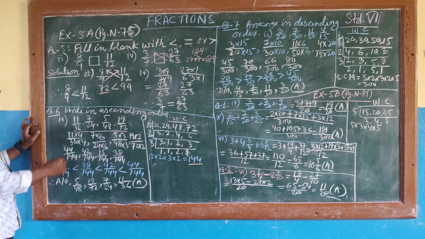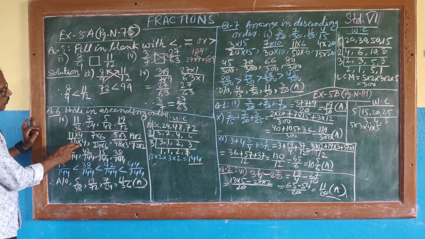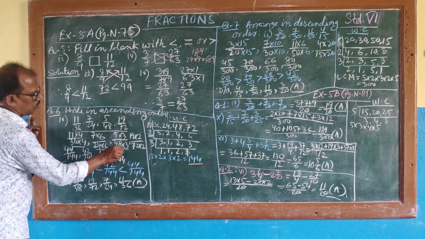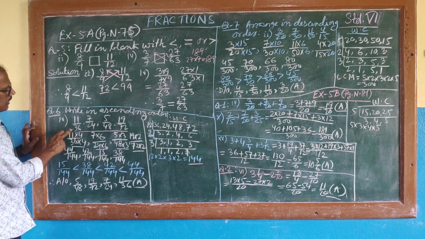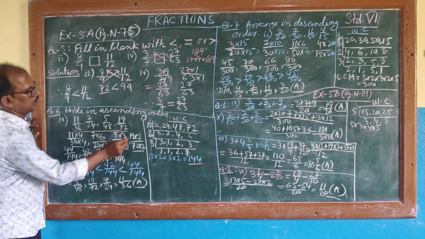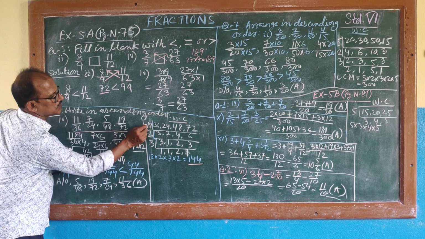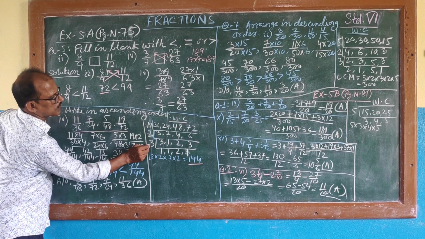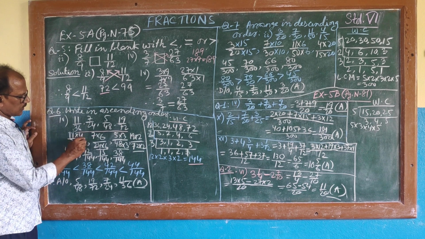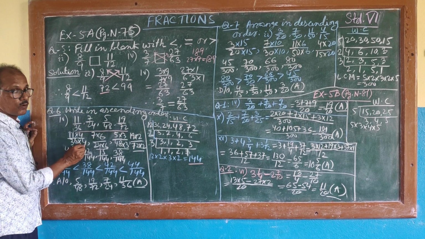144 is the LCM. Now you have to make the denominator of all the fractions 144. See, 144 divided by 36 will be what? 12 3s are 36, what is the meaning? 2 into 4, 4. So 36 into 4 will be 144.